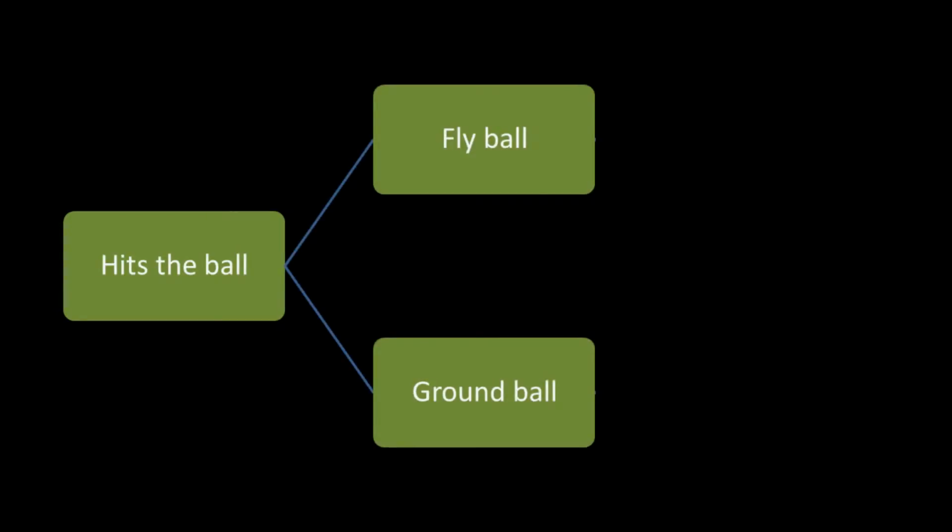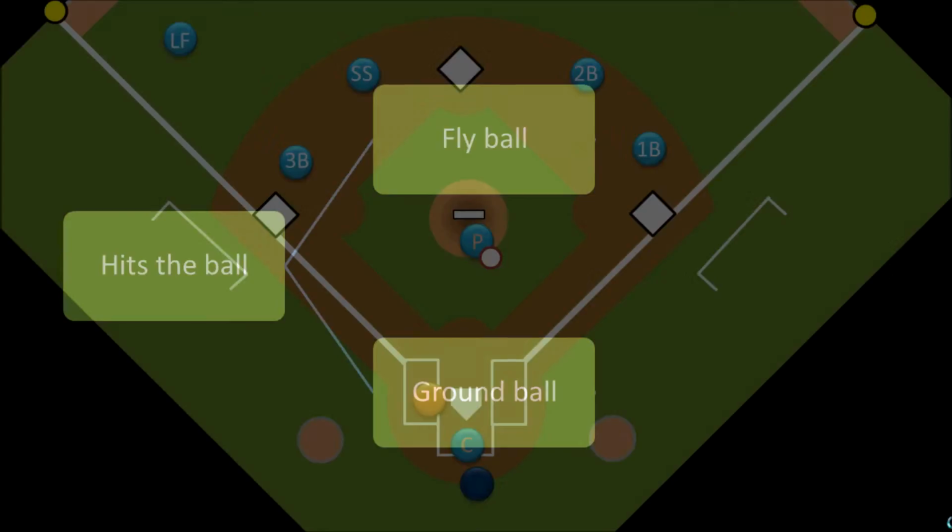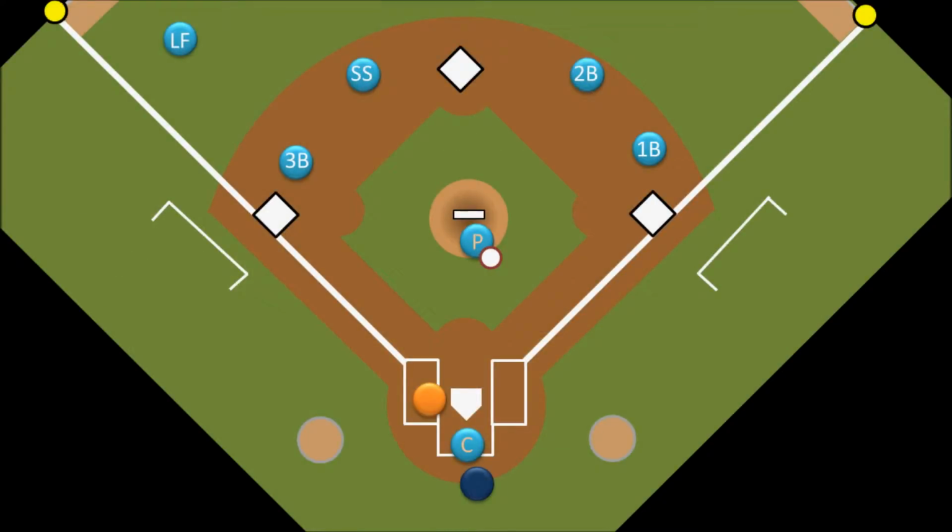If you hit a ball with a bat, either the ball is going to roll along the ground or it's going to fly up into the air. In baseball, a ball that stays in the air is called a fly ball, and a ball that rolls along the ground is called a ground ball. The simplest out will occur when a fly ball is caught by the defensive team before it hits the ground. It's that simple. We would call this a fly out.